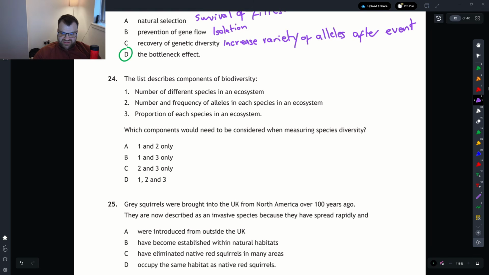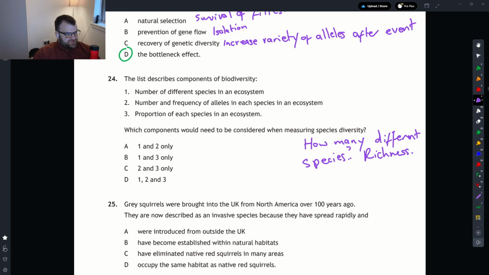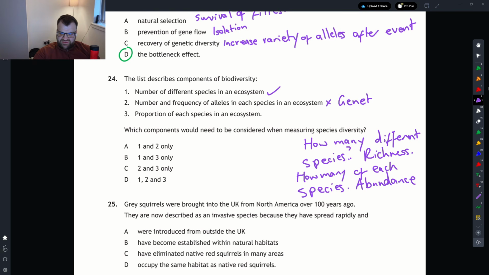Here, we're talking about species diversity. So how many species? That's the richness. And how many of each species? We're talking about the abundance. So the number of different species, that's what I said. The frequency of alleles, that sounds like genetic variation, genetic diversity. We need the proportion, how many of each species there are in that environment. That is 1 and 3. That is B as my answer.